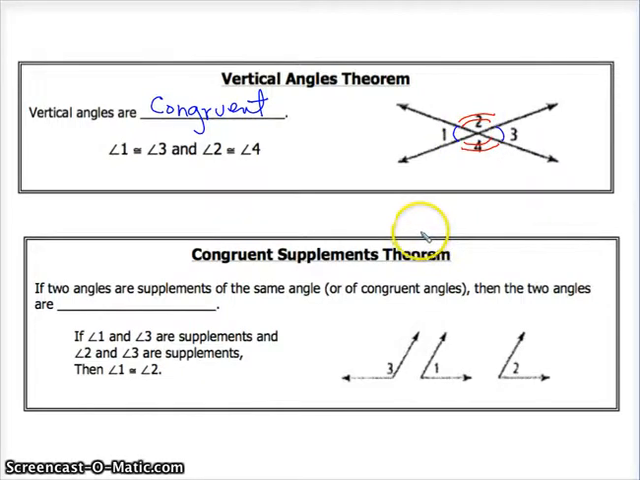All right. Another theorem, the congruent supplements theorem, is kind of a variation of the transitive property, but it says if two angles are supplements of the same angle, or even congruent angles, then the two angles are congruent. You can see in this picture here that if 1 is supplementary to 3 and 2 is supplementary to 3, then 1 and 2 have to be congruent.